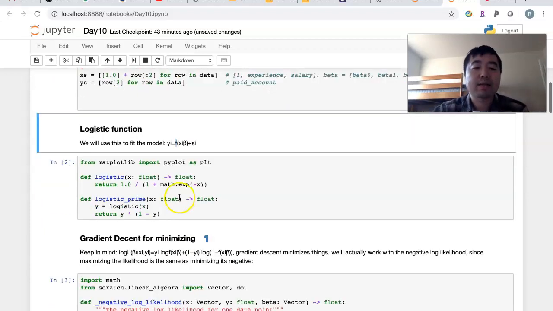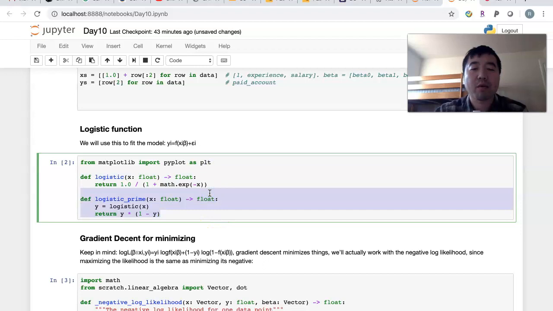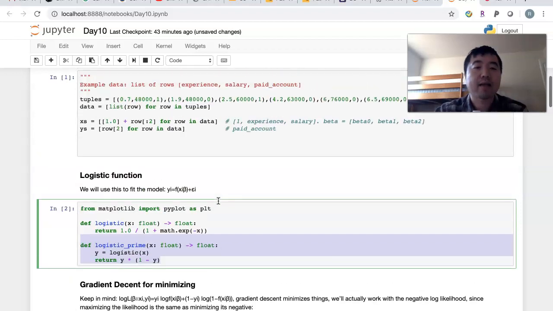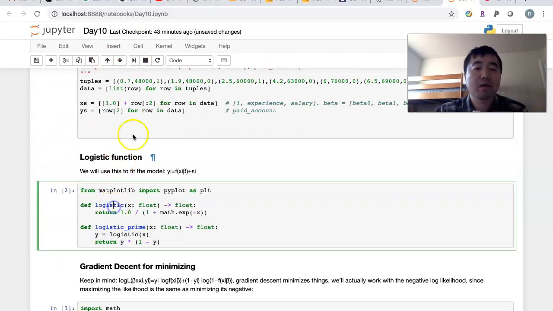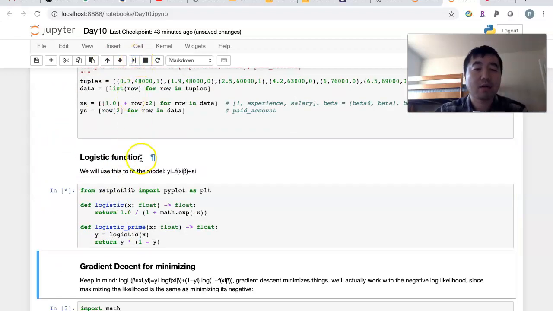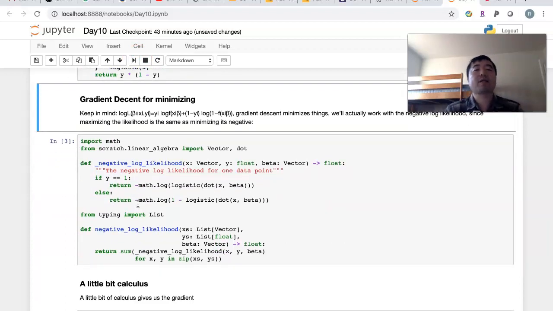So here is an implementation of the logistic regression. It's quite straightforward, and then the logistic prime. I can just run those. I'm going to run the first one, and then the second one for the logistic function. Now we need to get the gradient descent.